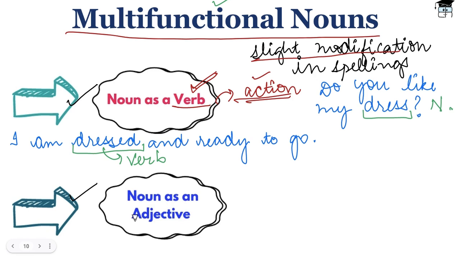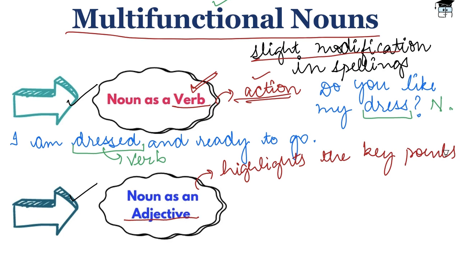Similarly, a noun can also act like an adjective. What does an adjective do? An adjective highlights the key points of a noun. So whenever a description is provided before or after a noun, almost every time that description is an adjective. And an adjective can also be produced by changing the spellings of the noun slightly. Now let us clear this with the help of an example.